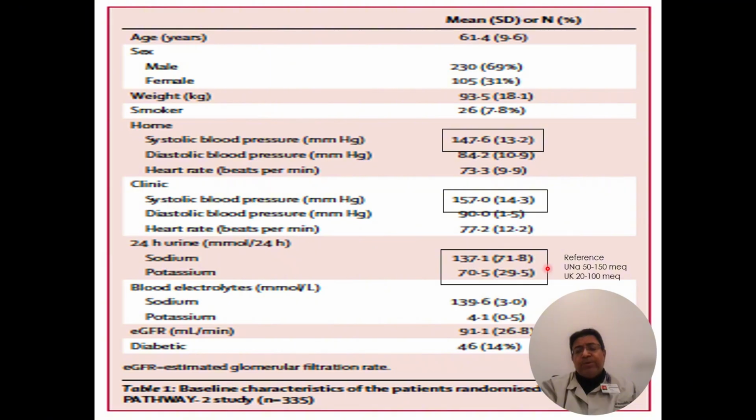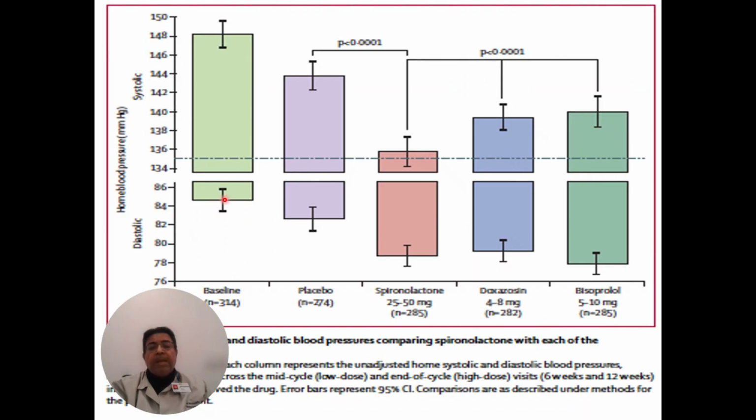So the reference urine sodium would be around 50 to 150 milliequivalents. So the 24-hour urine sodium on average is not high at all. This is not a trial which is looking at hypertension due to salt consumption. The variable of salt consumption is not really a significant player in this trial. As you can see, the baseline blood pressure was quite high, and spironolactone was much more effective than placebo, and also much more effective than doxazosin and bisoprolol.